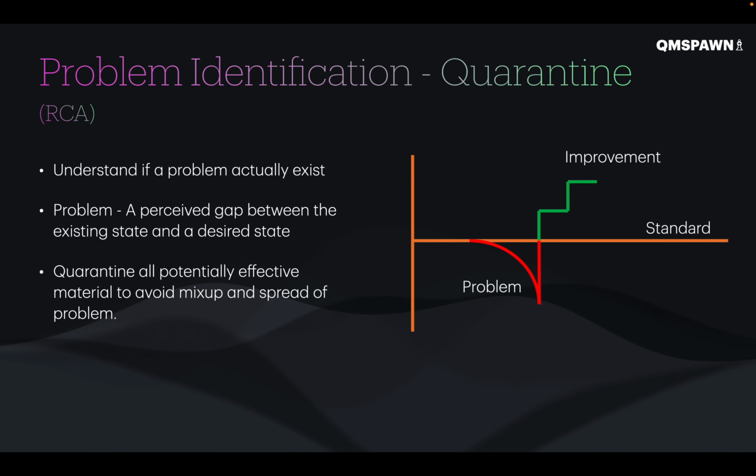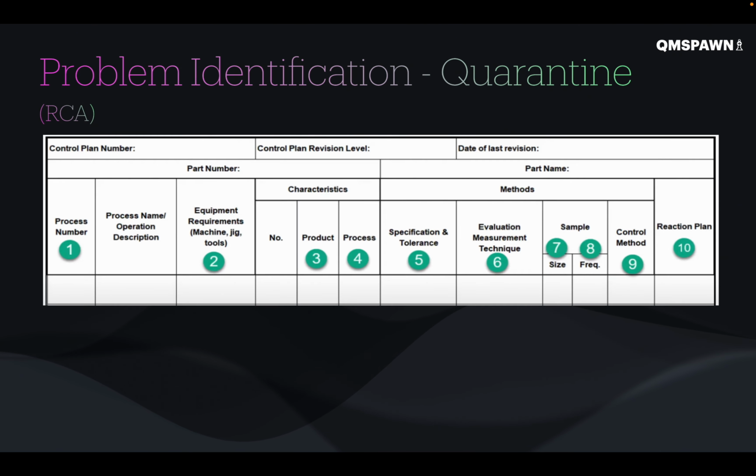The first, and it's incredibly important, is to quarantine all potentially affected material. I say potentially because at this point, without understanding a root cause, you may not understand the scope of the problem. So it is good to identify and quarantine the potentially affected material to avoid mix-ups. Now we want to continue the flow of operation, the flow of value or material, right? But we also need to mitigate some risk by implementing some interim actions.